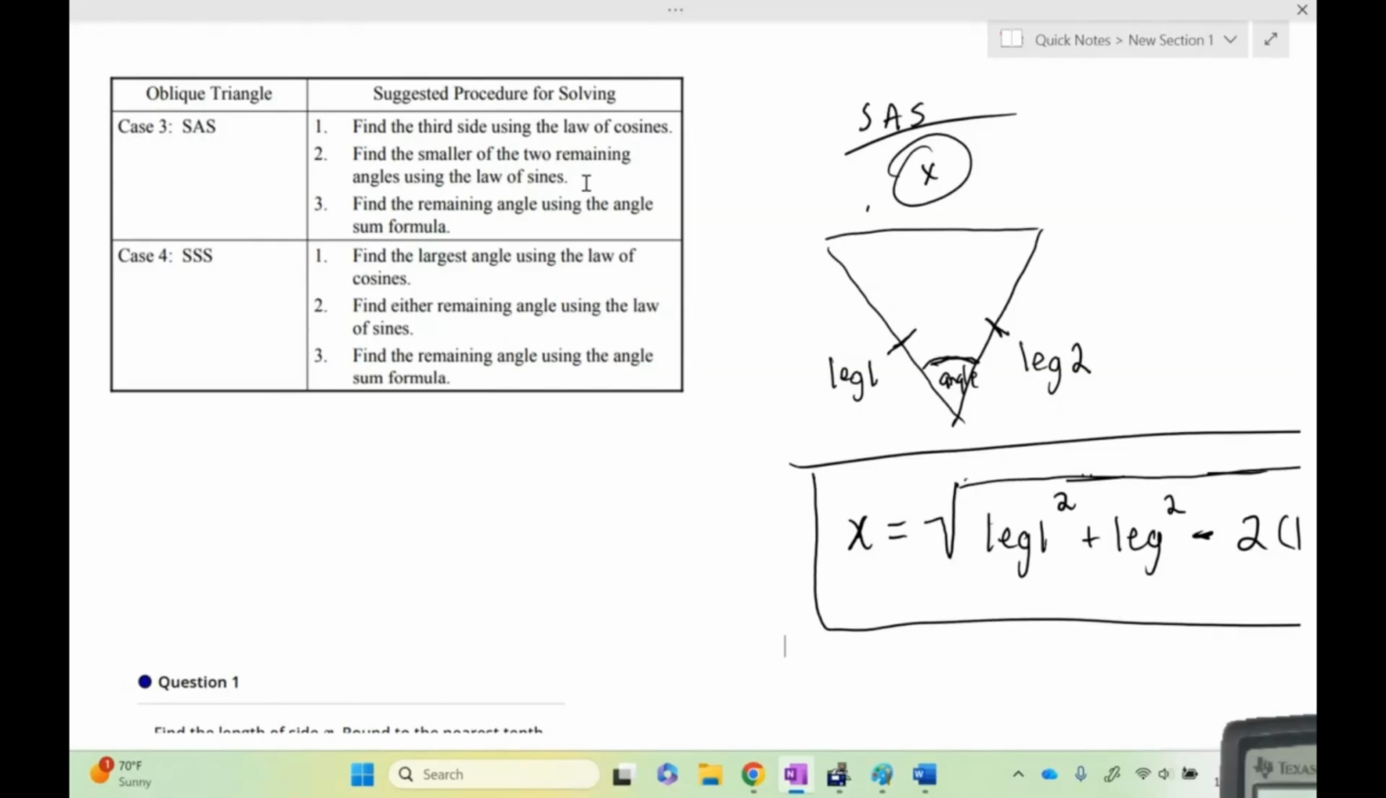Now, unless they're specifically telling you to find an angle, if you're asked to solve the entire triangle, I would use these suggested procedures, because if you find an angle that's out of place, then you might notice your answers will be slightly off, and this would be the reason why. So for a side angle side set of measurements, find the third side using the law of cosines. Then you find the smaller of the 2 remaining angles, and then you can find the remaining angle using that sum.